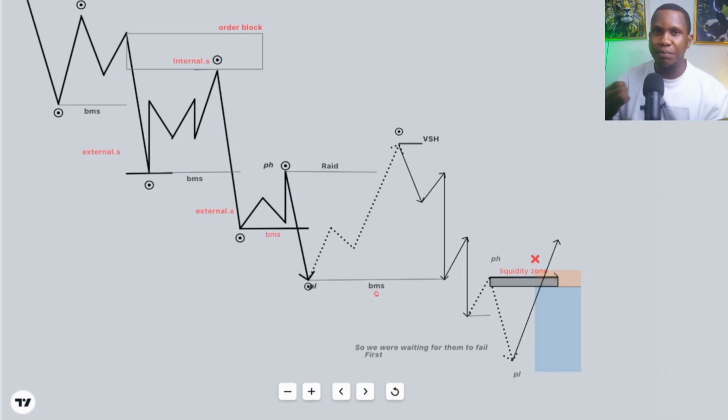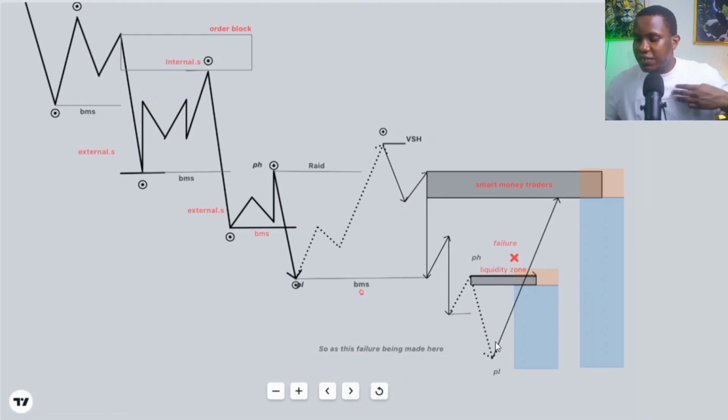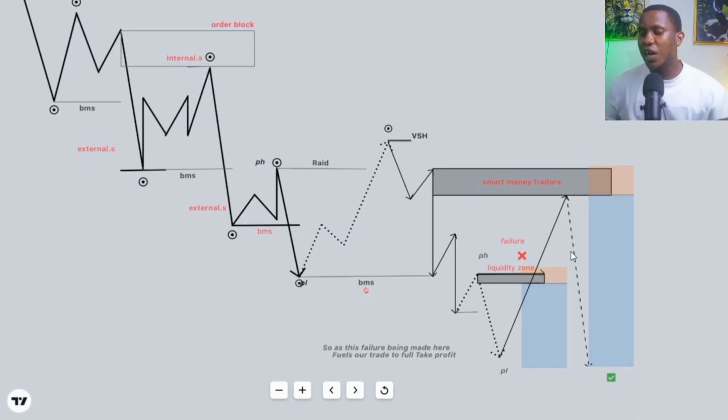Why us, the smart money ICT traders, are we waiting for them to fail first so that we can enter? As we add fuel to the engine of our car for the car to be able to move in our direction, so this failure right here fuels our trades to the take profit level in the market.